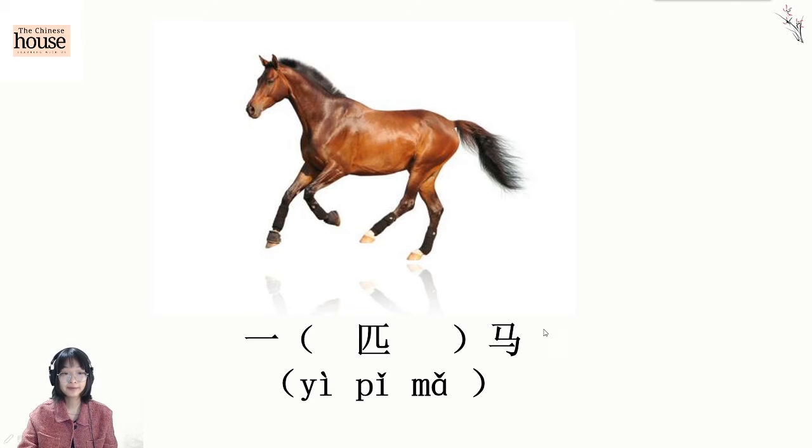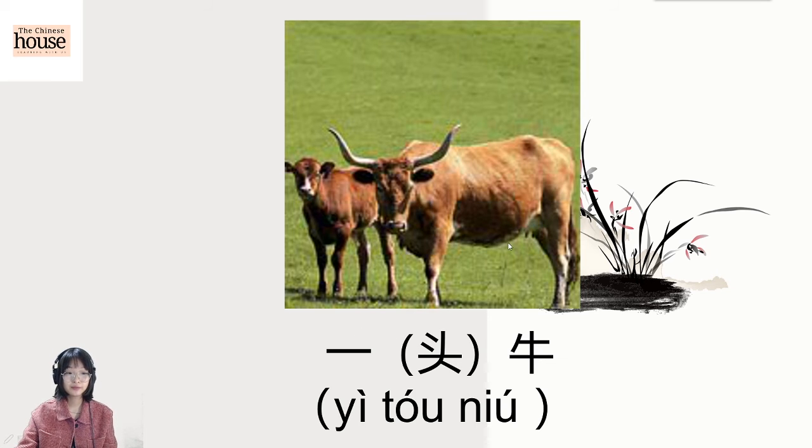And then this is horse. 一匹马. And 匹 can be used to describe wolf. Wolf is 狼. 一匹狼. And here 一匹马. This is cow. For ox or cow we can use 头, which is head, because 头 has another meaning, head. 一头牛. 牛 is cow or ox.